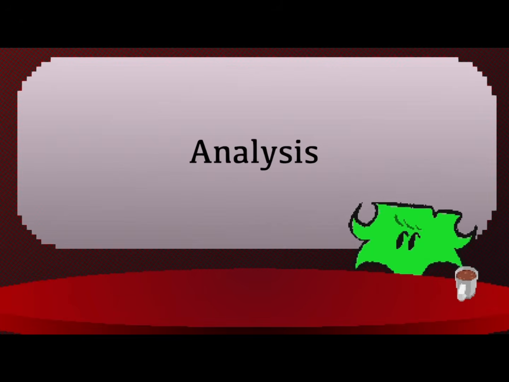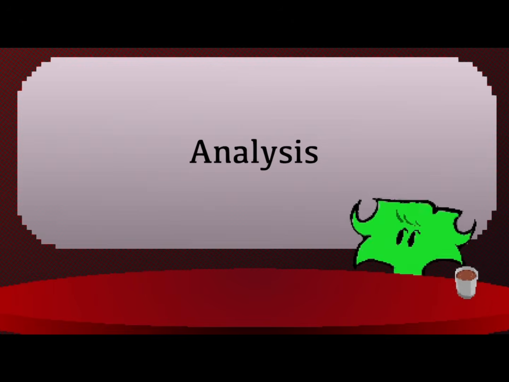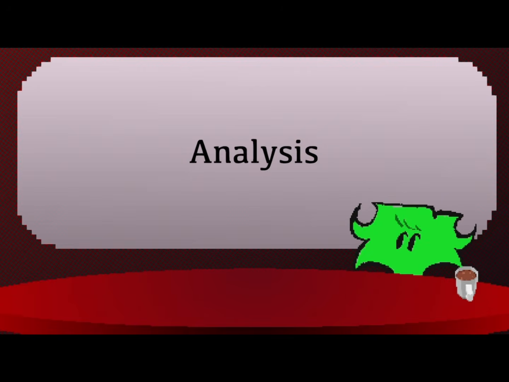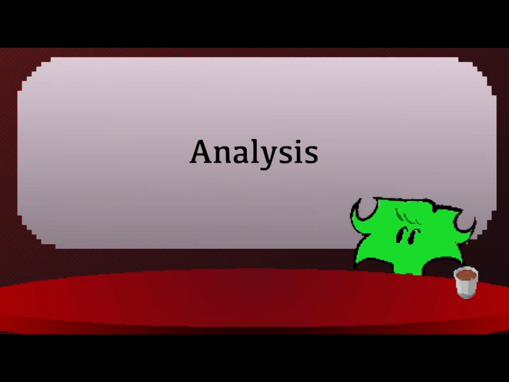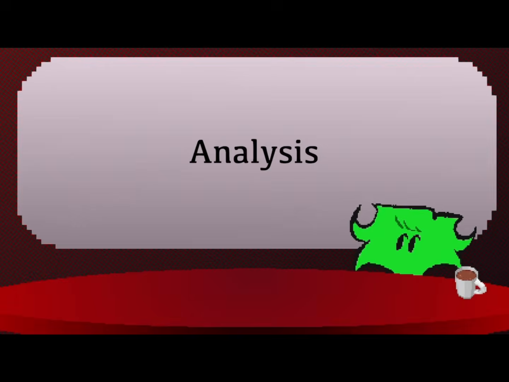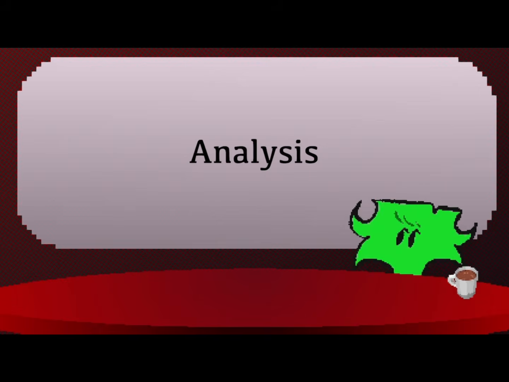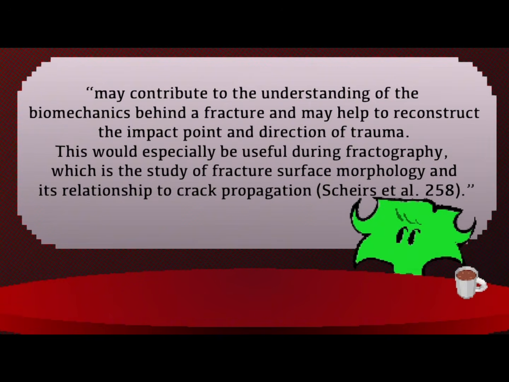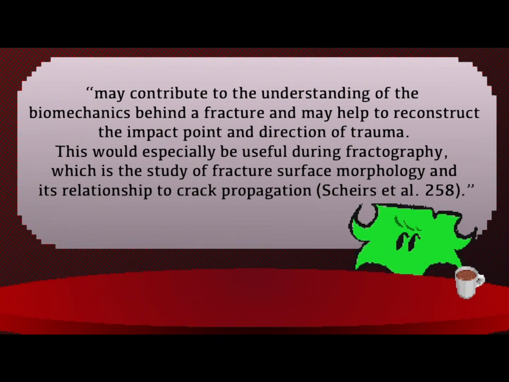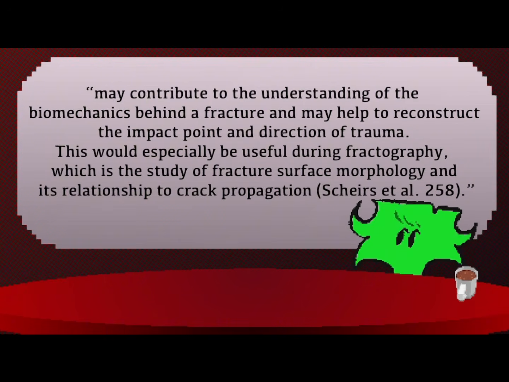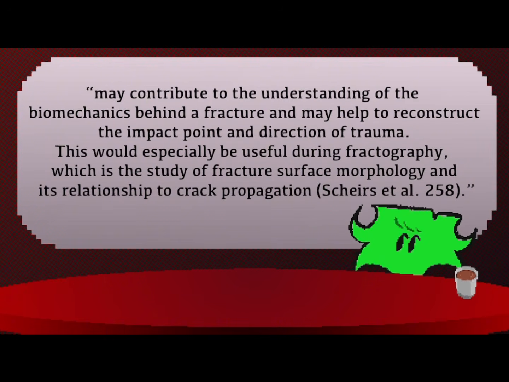The pulling and snapping action functions as a real-time exhibit of tension lines and biomechanics described by a team of forensic anthropologists, radiologists, and anatomists. According to the team's 2020 study on documenting perimortem long bone fractures with CTs, a CT can show tension lines close up. The visualization, quote, may contribute to the understanding of the biomechanics behind a fracture and may help to reconstruct the impact point and direction of trauma. This would especially be useful during fractography, which is the study of fracture surface morphology and its relationship to crack propagation.